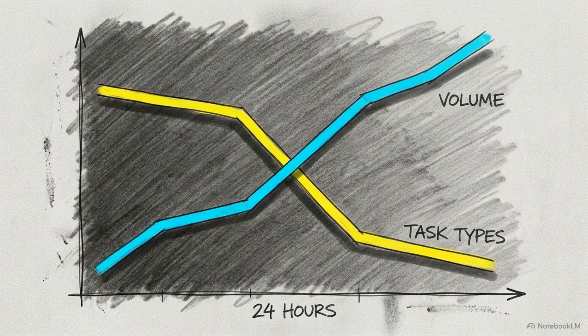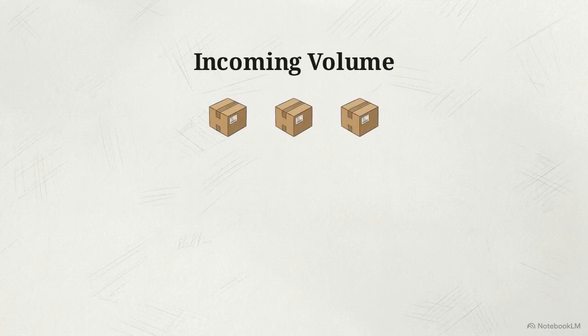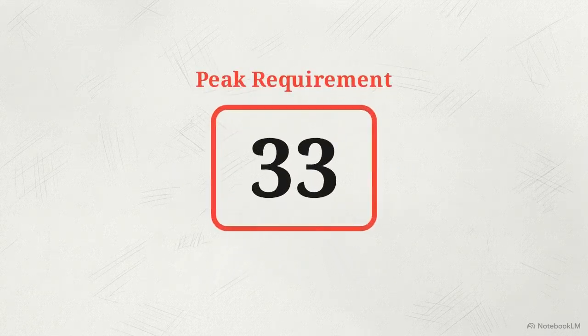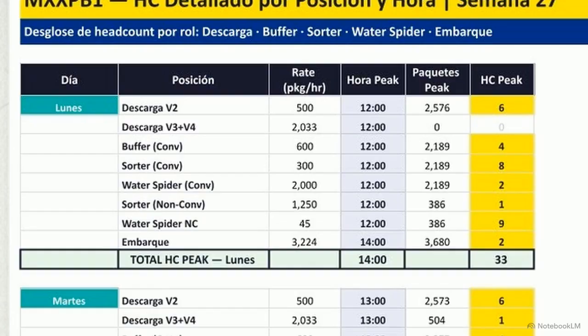Because volume and task profiles fluctuate throughout the day, the daily headcount requirement is calculated by dividing incoming volume curves by these specific productivity rates to find the absolute maximum hourly peak. Here, the data points directly to 14 hours as the critical constraint for Monday. The site must have 33 active workers on the floor at that exact hour to clear the volume.